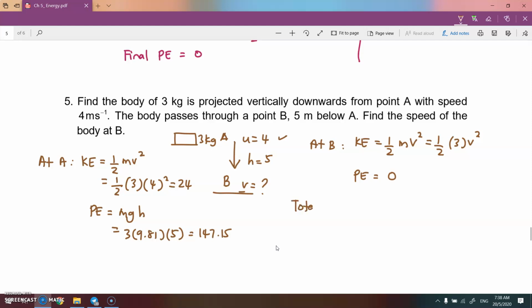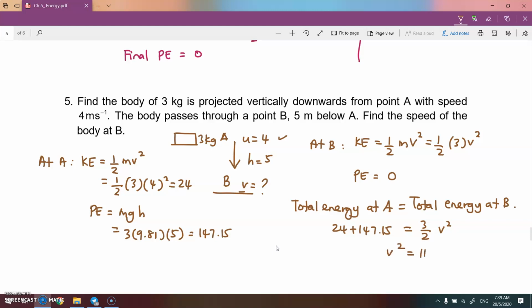So the total energy at A, based on the conservation of energy, must be equal to the energy at B. So 24 plus 147.15 is equal to 3 over 2 v squared. So v squared is 114.1. So v is 10.68 meter per second. So this is your final answer.